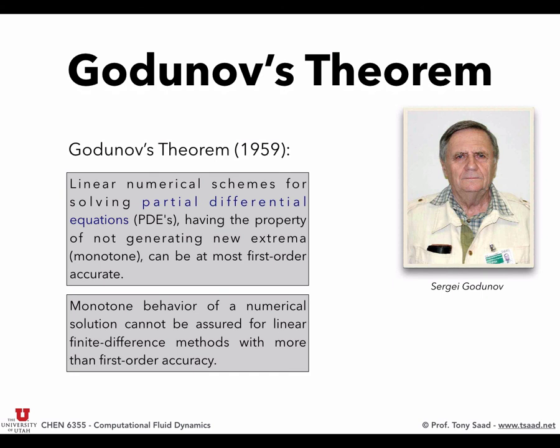His theorem says that for linear schemes, you cannot preserve monotonicity with anything higher than first order. So you can only do upwinding, just the first order upwind, if you want to maintain monotonicity. Otherwise, you are guaranteed to have oscillations. So we're talking about pure advection, okay?